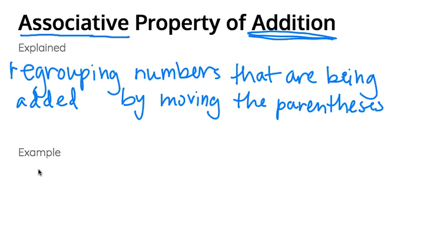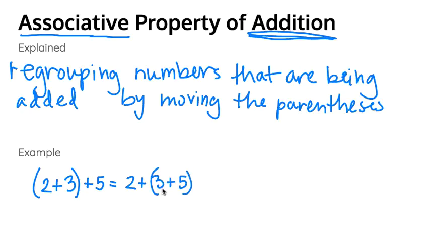So our numerical example would be if I had 2 plus 3 in parentheses plus 5. And what we would do is, on the left side, the 2 and the 3 are grouped together. The 2 and the 3 are associating with each other. I'm going to regroup the parentheses, or excuse me, move the parentheses. So now the 3 and the 5 are being grouped together. If you notice, the order of the numbers does not change. It still goes 2, 3, 5. What's changing are the numbers that are being grouped together. So the grouping is changing.